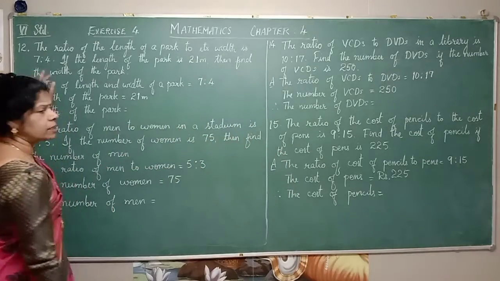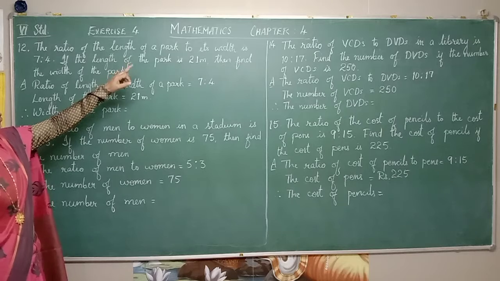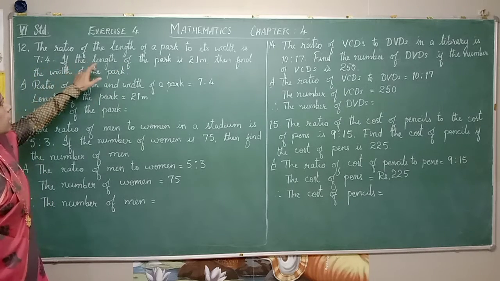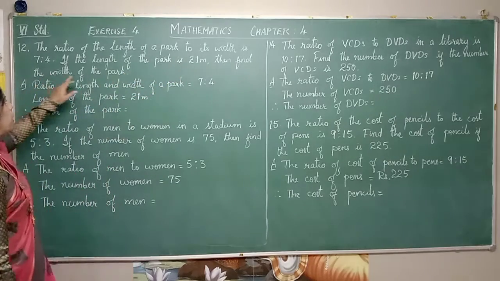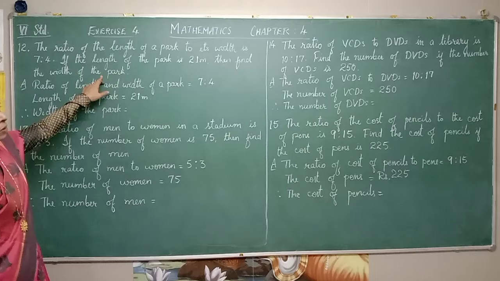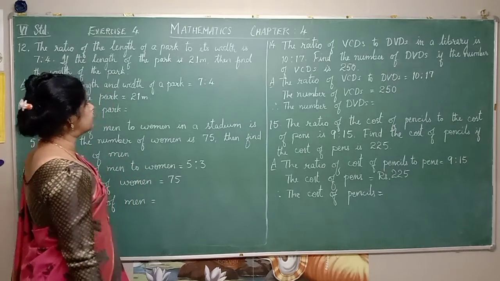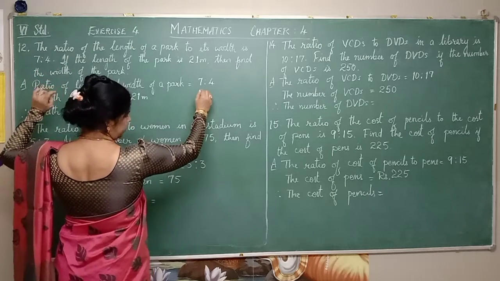Here, the question is: the ratio of the length of a park to its width is 7:4. If the length of the park is 21 meters, then find the width of the park. So you already know A is to B as C is to D, isn't it? So now we'll make that formula.